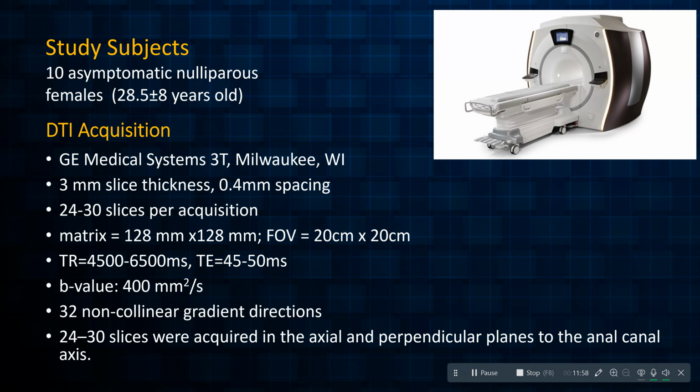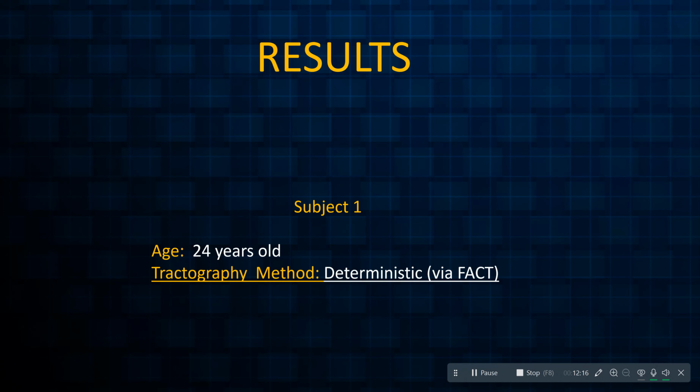We used the GE Medical Systems 3 Tesla from Milwaukee, Wisconsin. 3 millimeter slice thickness, 0.4 millimeter spacing. We acquired 32 non-collinear gradient directions, and 24 to 30 slices were acquired in the axial and perpendicular planes to the anal canal. These are the results.